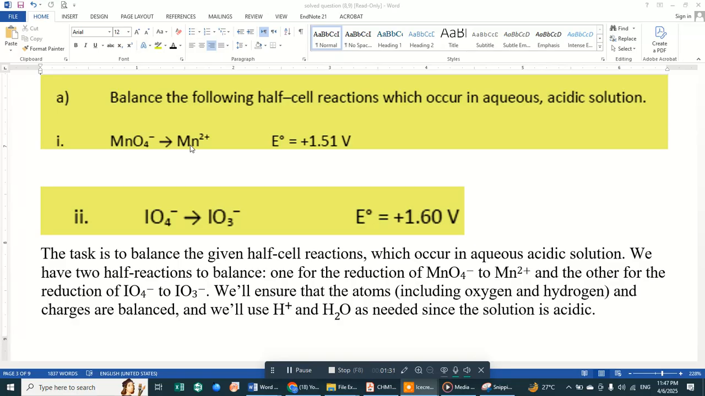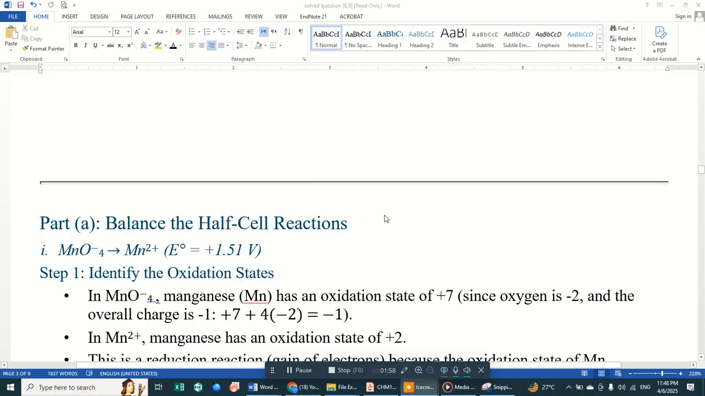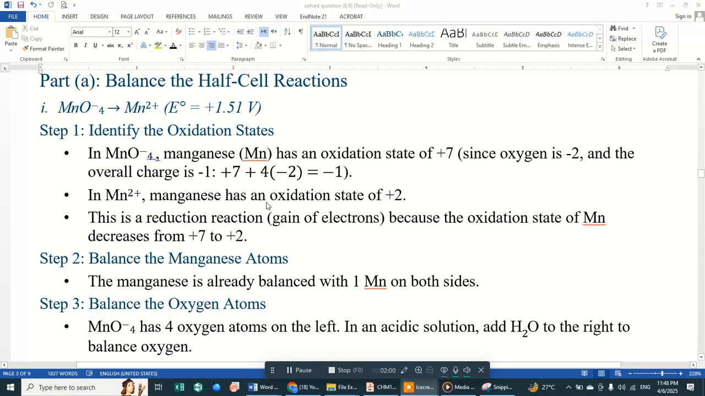How do we start from these simpler solutions? After that, we can balance periodate into iodate ions. First of all, we balance the permanganate ion into manganese ions. How do we balance this equation step by step?